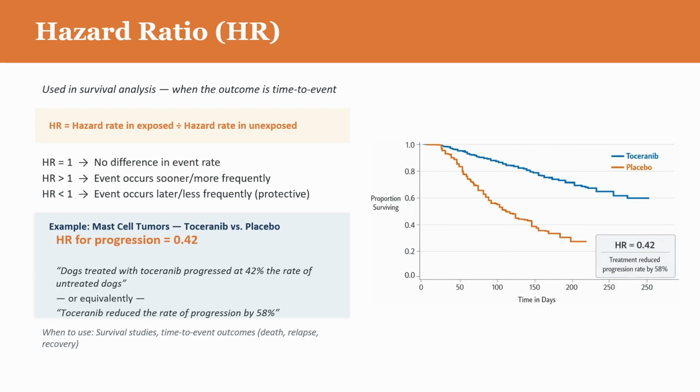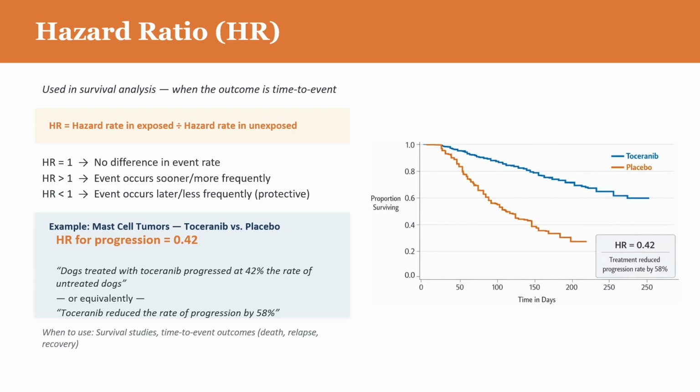In our oncology example, dogs treated with tosiranib had a hazard ratio for tumor progression of 0.42 compared to placebo-treated dogs. That means tosiranib-treated dogs progressed at 42% the rate of untreated dogs, a 58% reduction in the hazard of progression. This is a clinically meaningful effect.